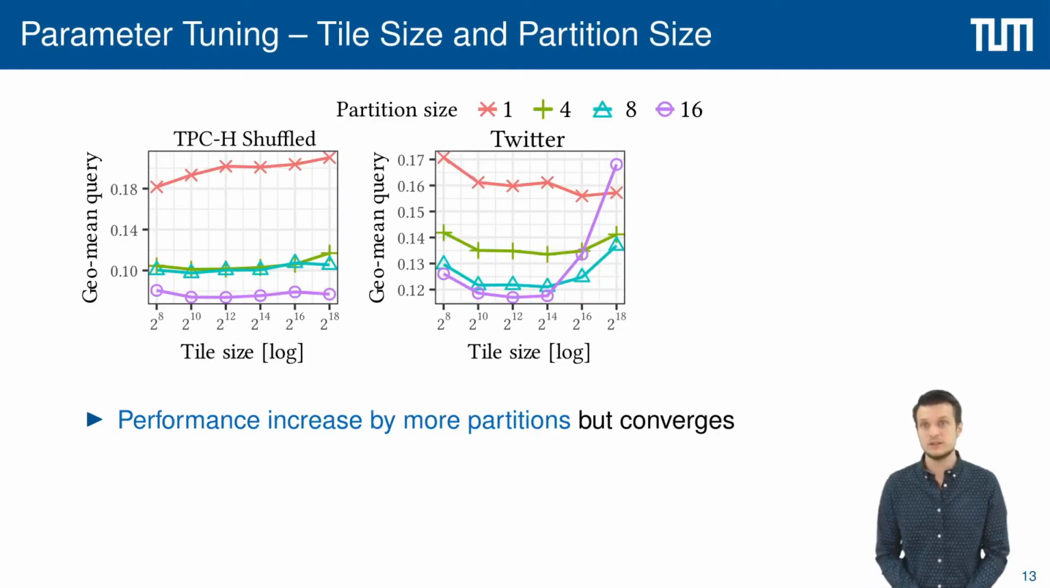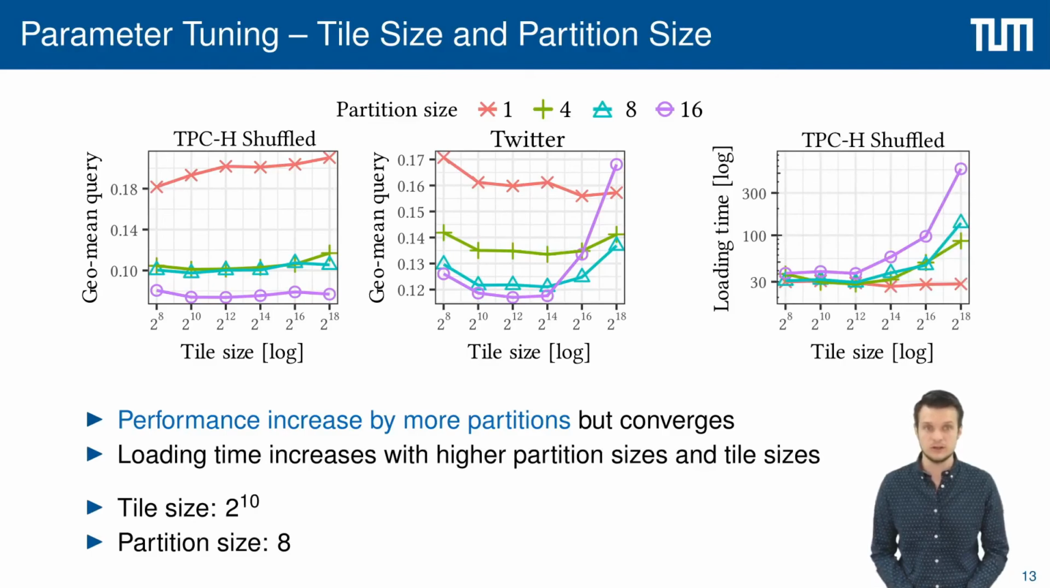I already mentioned tile sizes and partition sizes, but I didn't yet quantify good values for those. In these experiments with the TPCH and Twitter datasets, we show the tile sizes on the x-axis and the different colors of the graphs denote the different partition sizes. Note that we plot the geometric mean of the queries, so less is better. We can see that with an increasing number of partitions, we get better performance. However, the improvements get less and less the more partitions we add.